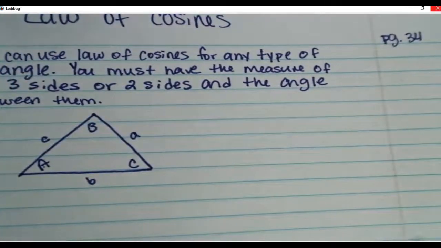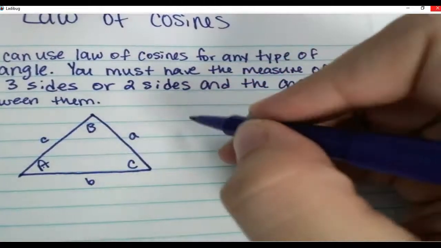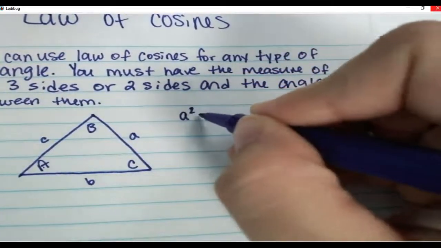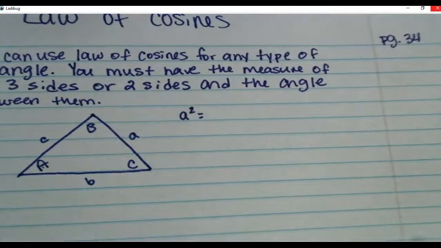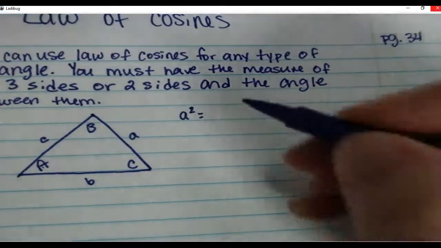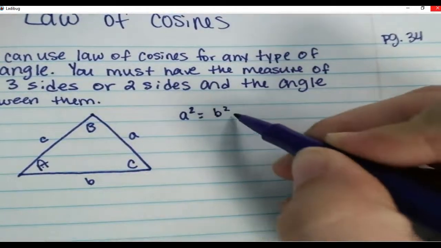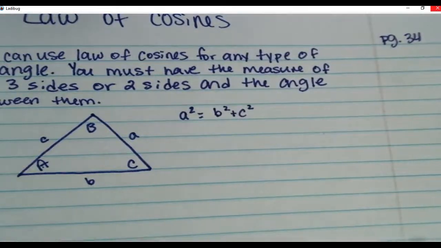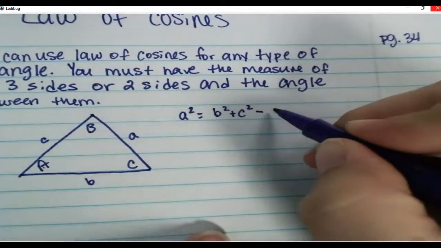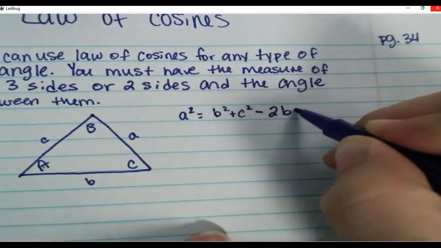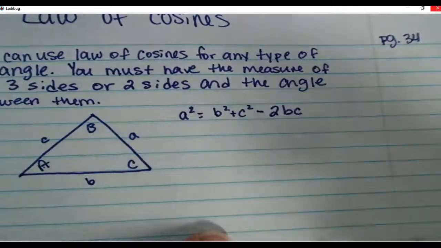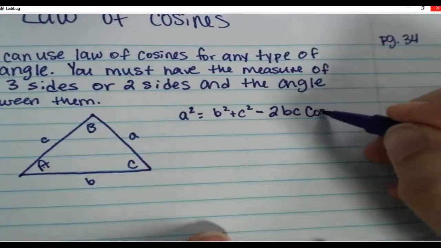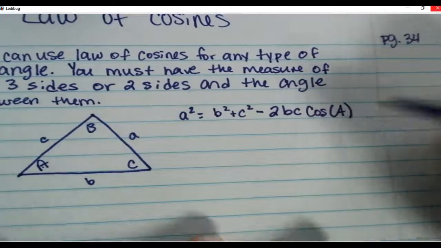So, law of cosines says a squared equals b squared plus c squared. What does that look like? Yeah, Pythagorean theorem. Minus 2bc cosine of A.